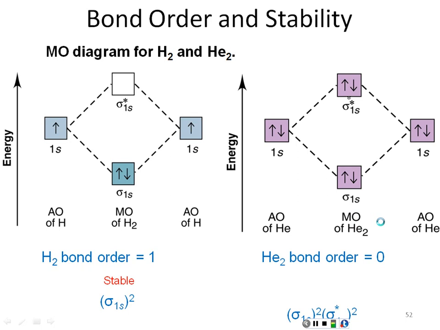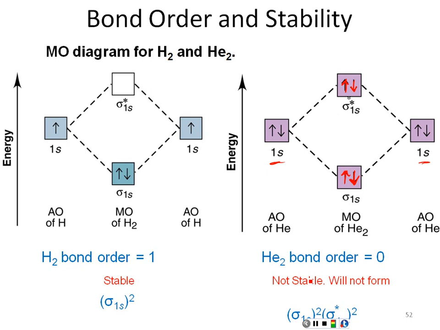Helium-2 has the same molecular orbitals because, again, we're just mixing two 1s atomic orbitals. But each helium has 2 electrons, so we're going to have a total of 4 electrons to fill in our molecular orbitals. And we would fill them as 1, 2, 3, 4. Now you notice we have the same number of electrons in bonding orbitals that we do in anti-bonding orbitals, so the bond order would be 0. And this is not stable.